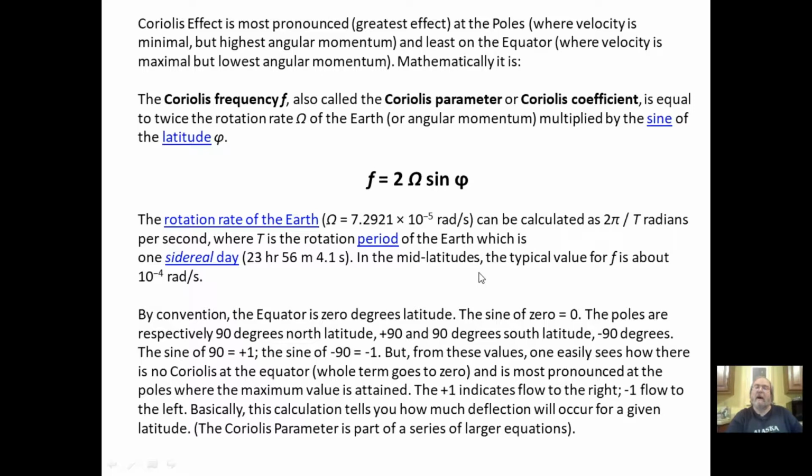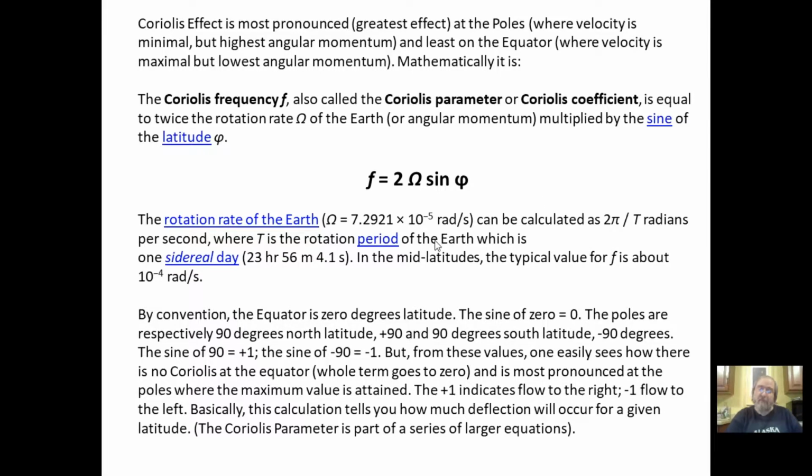Okay. I'm not going to go hog wild crazy. I don't want to turn this into a graduate level physical oceanography class, but that is what's going on. Okay, so it's most pronounced at the poles where the maximum value is attained. The plus 1 indicates flow to the right, minus 1 flow to the left. Basically, this calculation right here will tell you how much deflection will occur for a given latitude. The higher you go in latitude, and those are closer to the pole, the greater the deflection will be.